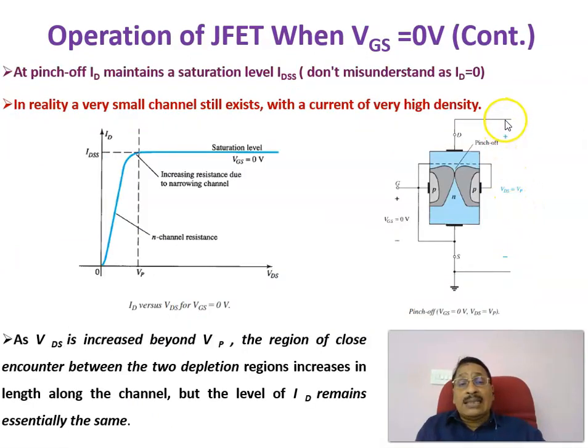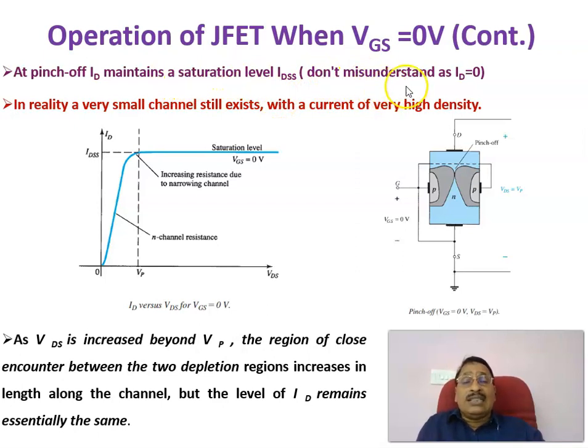Therefore, as the drain to source voltage VDS goes more than the pinch off voltage VP, after that there won't be any increase in drain current, and it reaches a saturation value that we call IDSS. And at pinch off, this is called pinching off action. At pinch off, ID maintains the saturation value, that is IDSS.